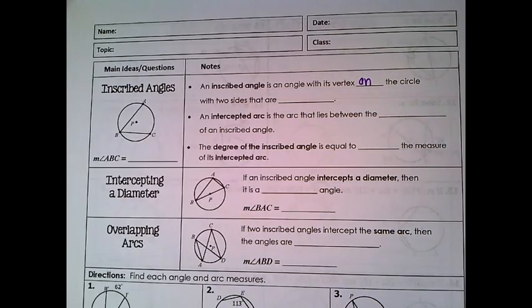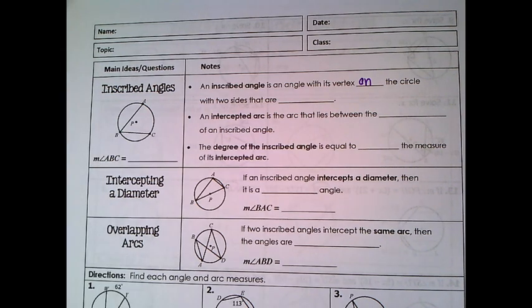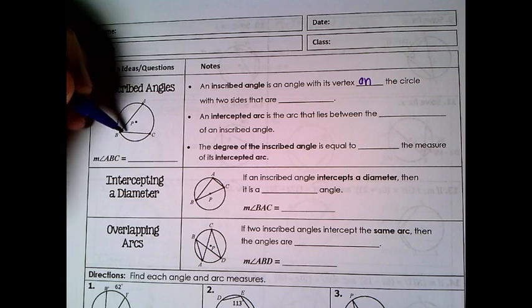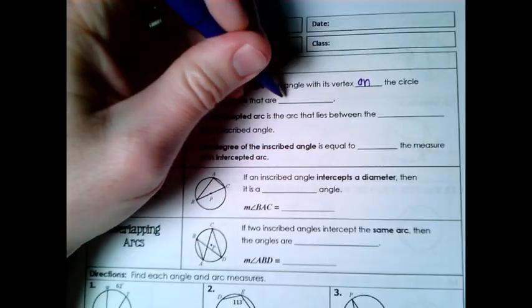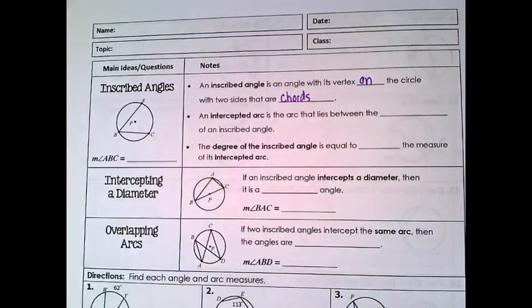So the very first part says an inscribed angle is an angle with its vertex on the circle. Again, it's right there, somewhere on the circle, with its two sides that are, what definition is that of these things going through here, these segments? They are chords. An intercepted arc is the arc that lies between the endpoints of an inscribed angle.